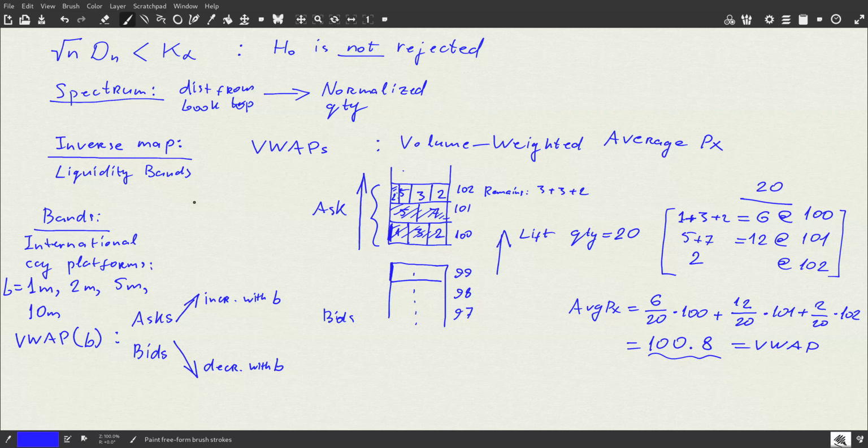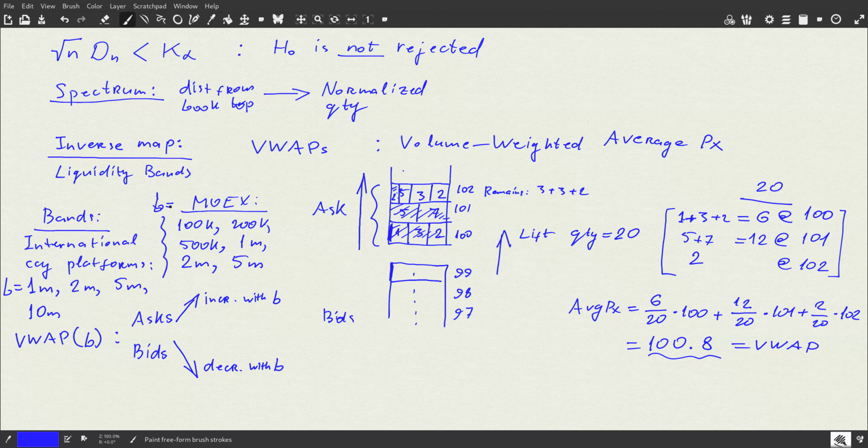So for MOEX, from which we got our data, I would propose that we use bands something like 100K, 200K, 500K, maybe more bands, 1 million, 2 million, maybe up to 5 million, something like that. These are our values of B, okay? These are our values of B.